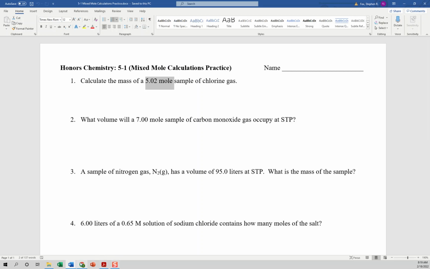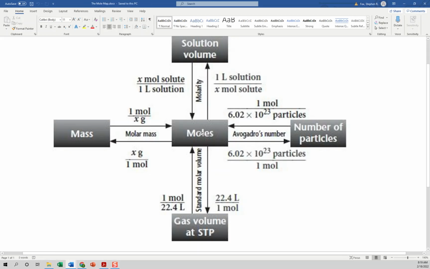So if we go to our mole map, it's telling me I have moles and I want to go here. So what do I do? I multiply by the molar mass. X grams, the molar mass of chlorine in this case, over 1 mole of chlorine, that'll cancel out moles and give me grams. All right.